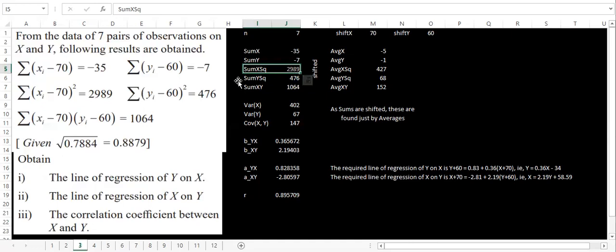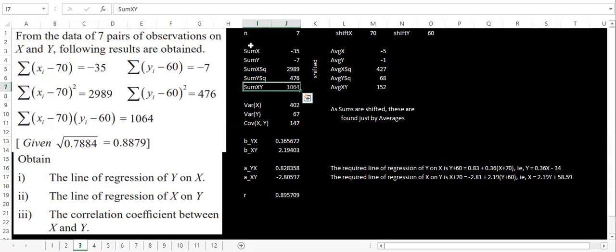Again, this is nothing but v square. So I should say this is the sum of v square values, 476, and the sum of the product values, because this is u and this is v, this is the product of u and v. So the sum of uv should be 1064.